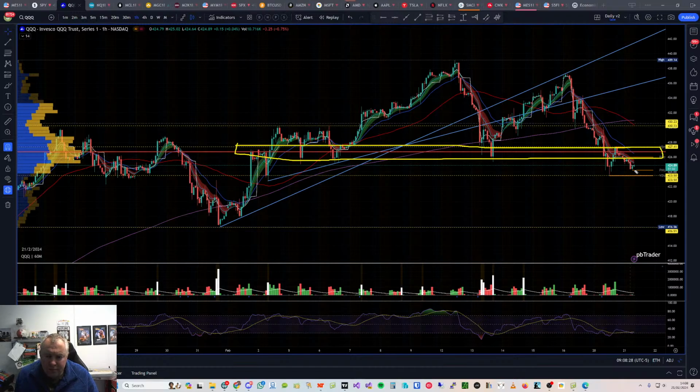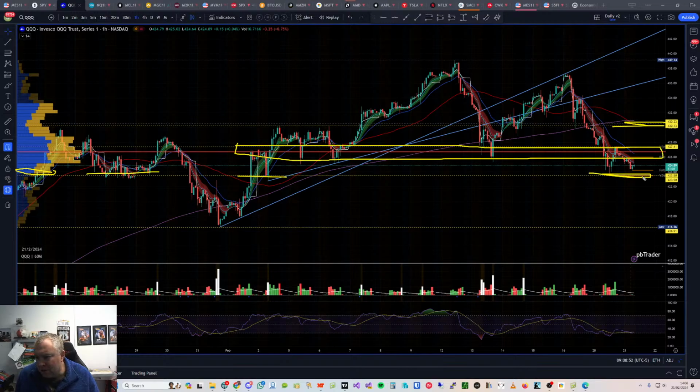I don't really like any levels. Potential rejection at 430.20, and you can go with a bounce again at 423.50, but there's nothing really. There's a little bit of support, not much volume as well in that area, so I don't really like it.